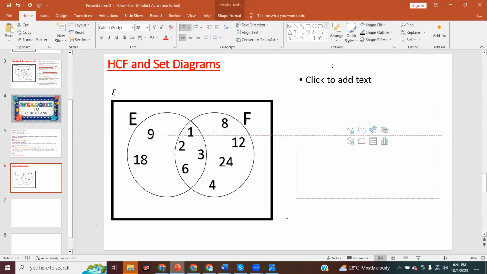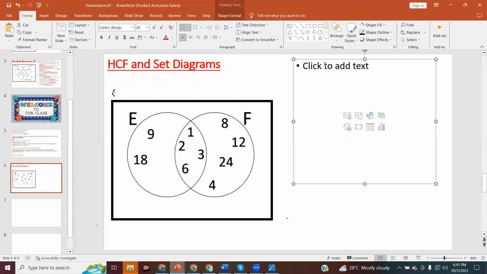And so the question says that the Venn diagram below shows the set of factors of 18.